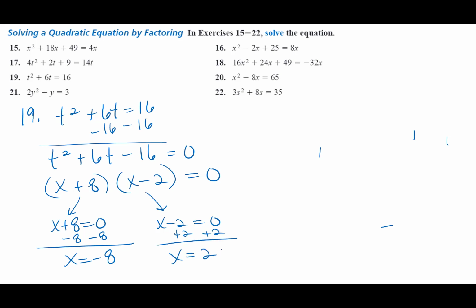And so what those two numbers mean, negative 8 and 2, if you were to substitute either one of these into the t squared plus 6t minus 16 equals 0, that would be a true statement.